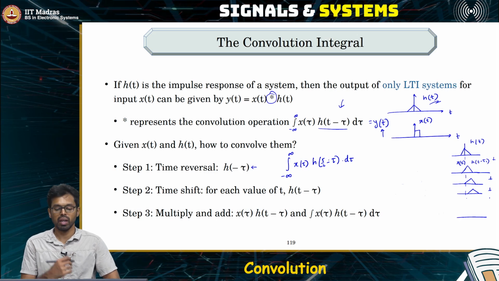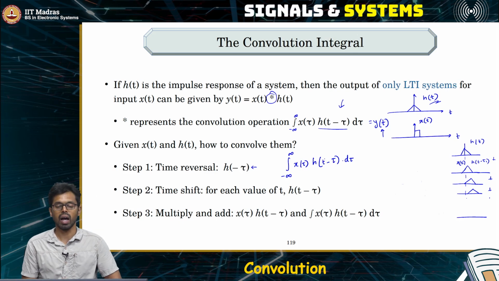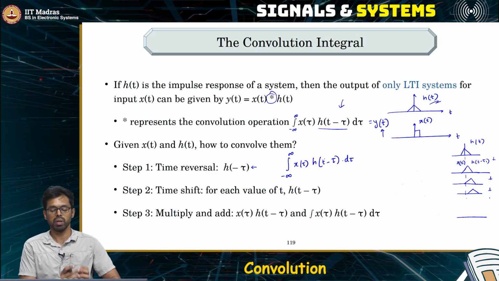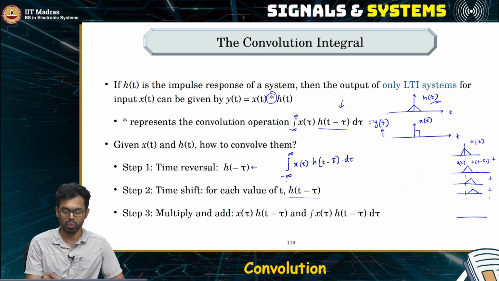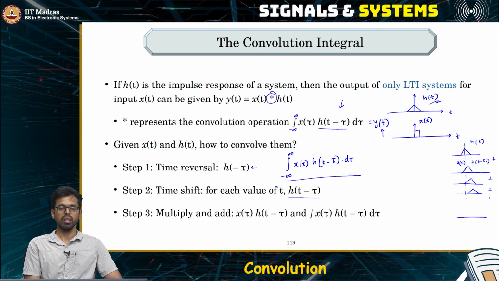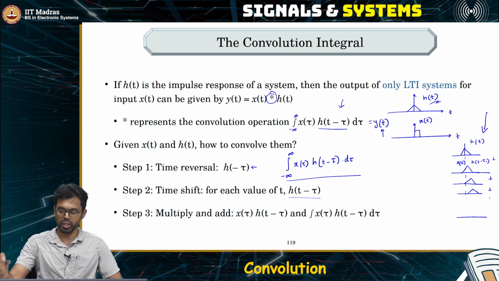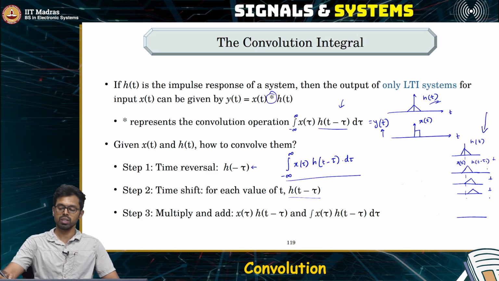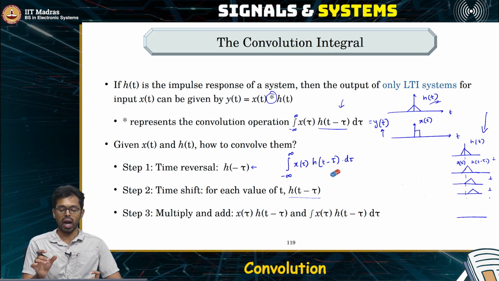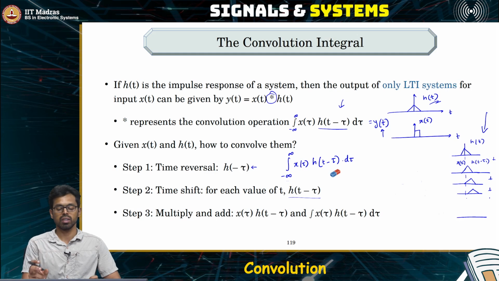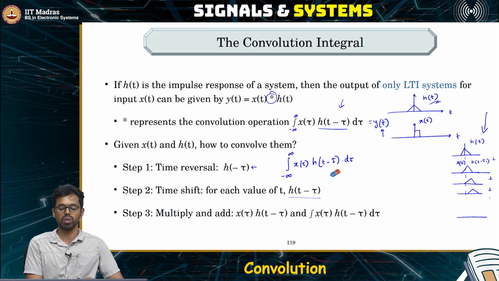So for a given value of t, you plug in that t here, which is as good as shifting the impulse response by that amount, okay, and then multiplying with your input signal and then summing them up together. That's exactly what we did earlier, right? So in this case, what does it represent? It simply says that you are adding the scaled shifted versions of the impulse response. That is your convolution operation.